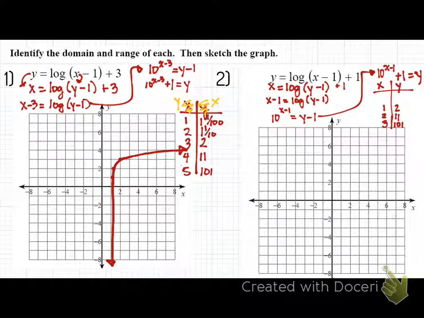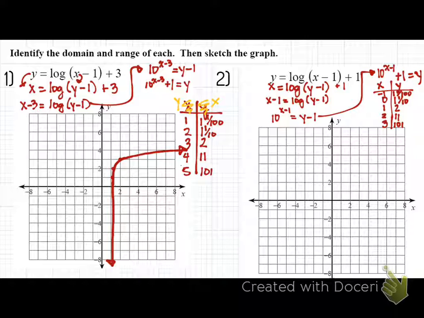Okay, now we're going to pick two smaller numbers than 1. We're going to pick 0 and negative 1. And when I put in 0, it's 0 minus 1 is negative 1. 10 to the negative 1 is 1/10. 1/10 plus 1 is 1 and 1/10. And then we get 1 and 1/100 here. Okay, so this was the exponential graph.